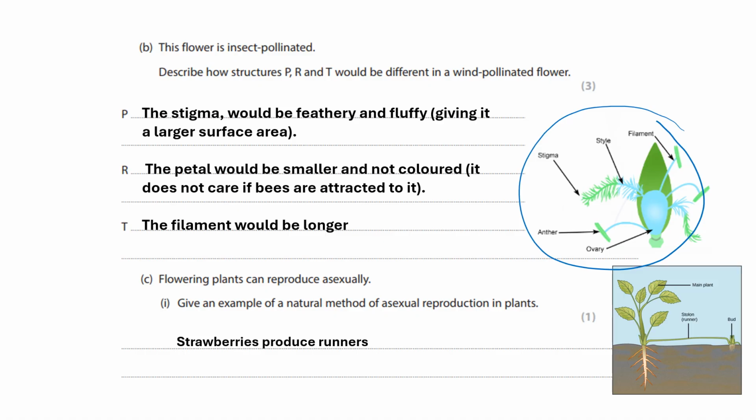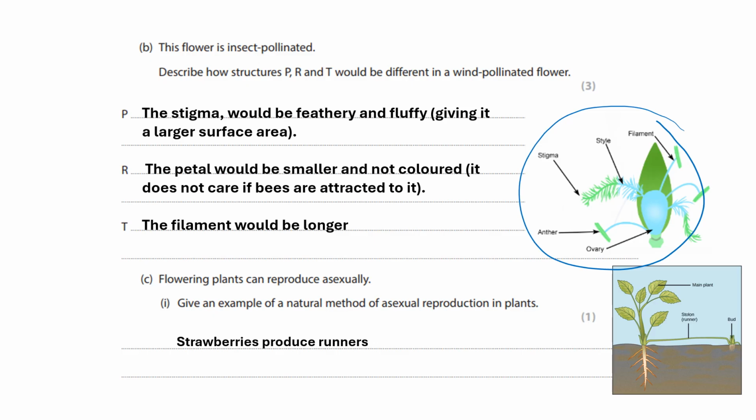So the first thing, the stigma would be feathery and fluffy, giving it a larger surface area. The petal would be small and not colored. It does not care if bees are attracted to it. The filament would be longer.